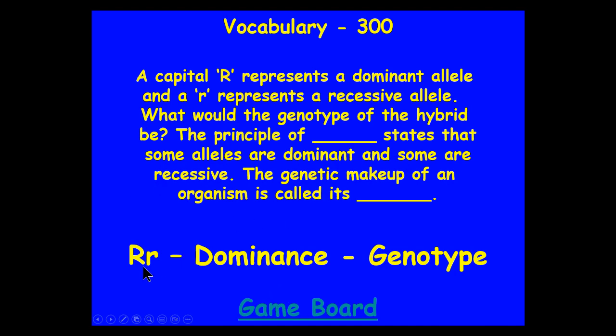Okay, so a hybrid is going to be a big R, little r. You might also see or hear the term carrier. That would mean that this is carrying the allele for the big R or carrying the allele for the little r. And in most cases, a carrier is referring to a recessive allele. The principle of dominance states that some alleles are dominant and others are recessive, and the genetic makeup, or the letters or the codes for the traits, is the genotype.